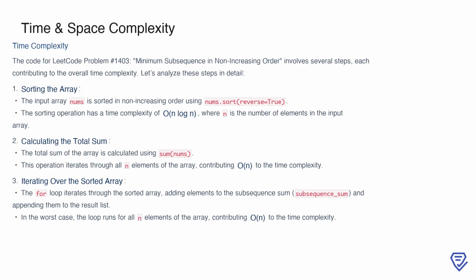Next, we calculate the total sum of the elements in the array using the sum function. This requires iterating through all n elements, giving it a time complexity of O(n).